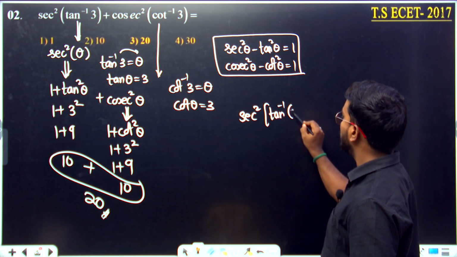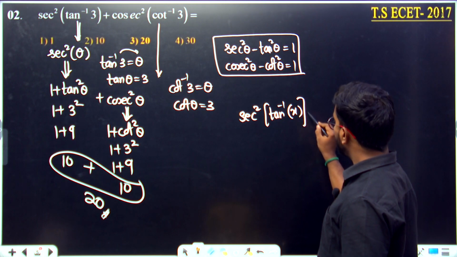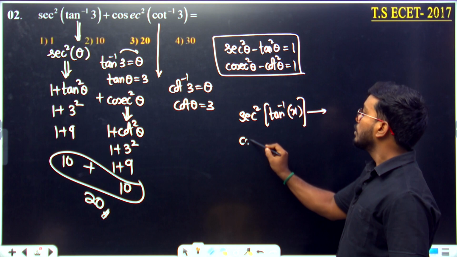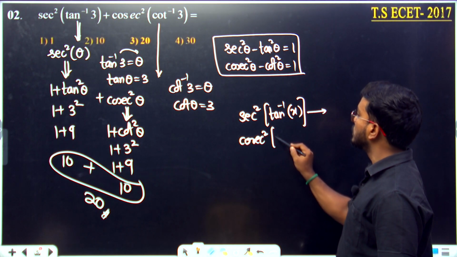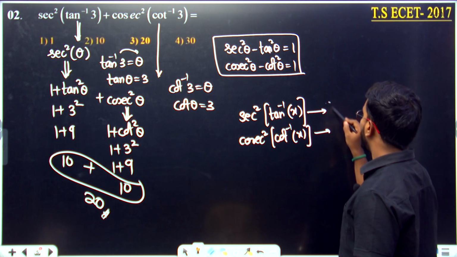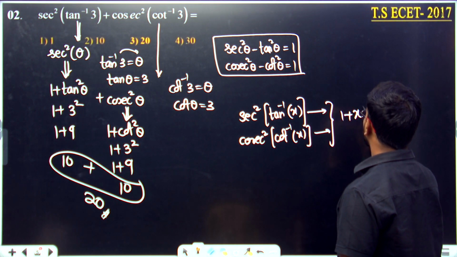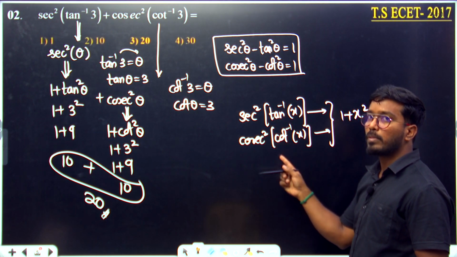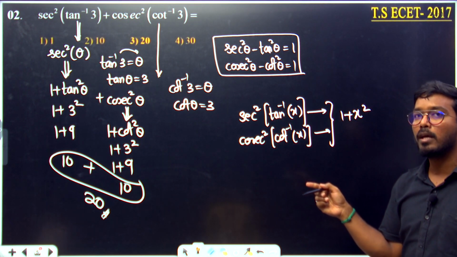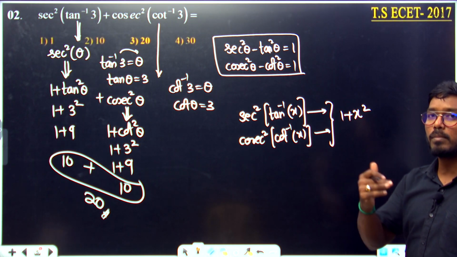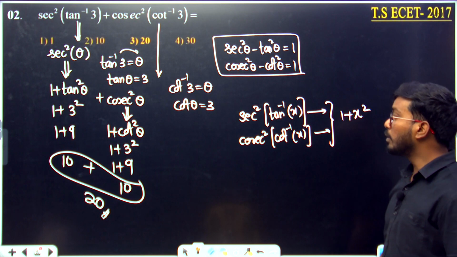Okay, remember. So we'll try to memorize this as a formula: secant square of tan inverse of x, and cosecant square of cot inverse x. If you solve this, you are going to get an answer of 1 plus x square. 1 plus 3 square plus 1 plus 3 square, 1 plus 9 plus 1 plus 9, 10 plus 10, how much? 20.